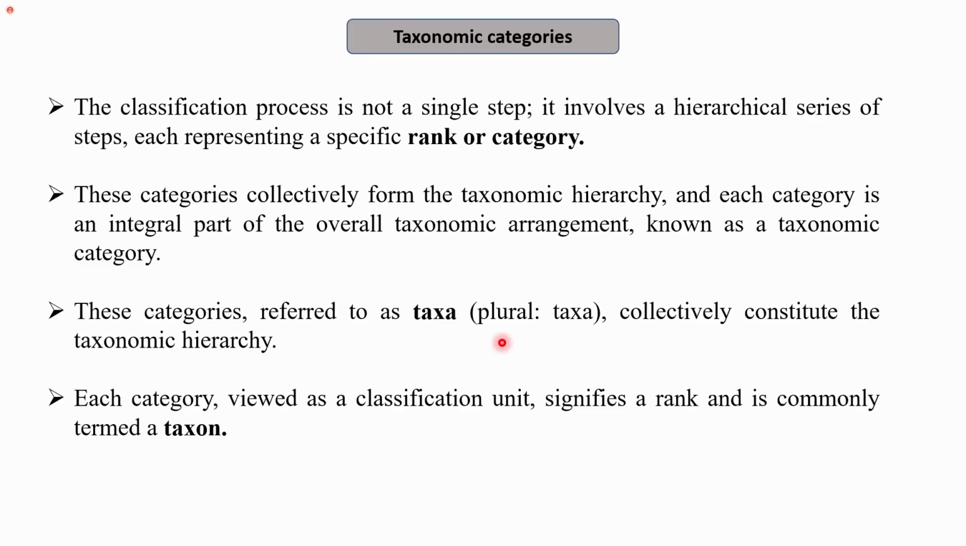Each category, viewed as a classification unit, therefore signifies a rank. Rank is commonly termed as taxon, which is singular, and taxa is the plural term. So whenever we classify any organism, the categories which we use to classify that organism represent a rank or a category or a taxa, or in the singular sense, a taxon.